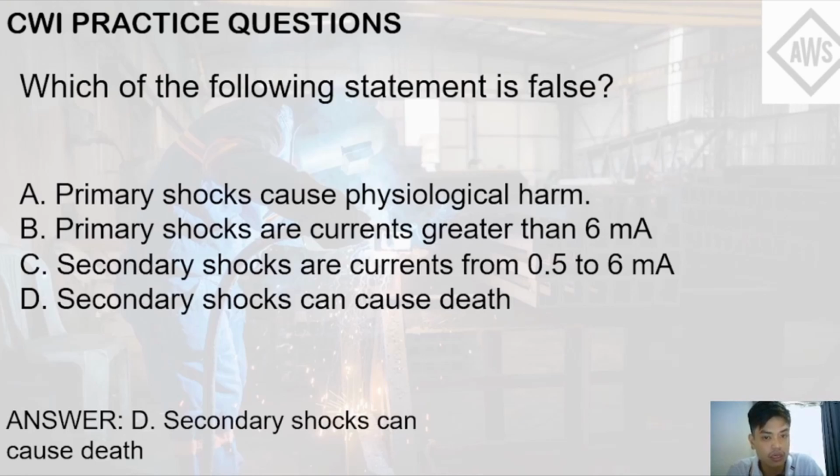Letter C, secondary shocks are indeed classified from 0.5 to 6 milliamperes. They don't cause physiological harm. They might cause minor tingling of the senses or the muscles, involuntary movements of the muscles, but they will not cause physiological harm or irreversible harm to the organs of the person exposed to that kind of current.